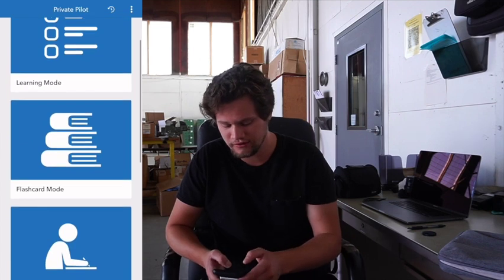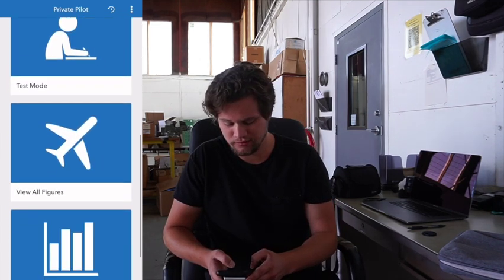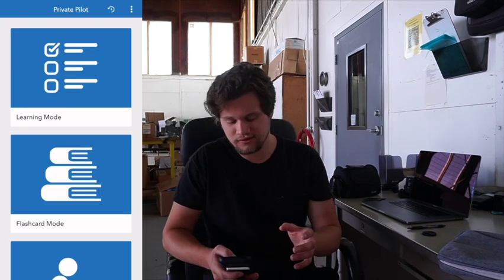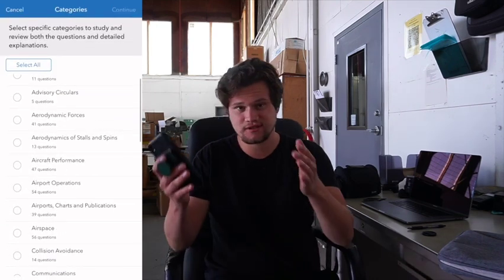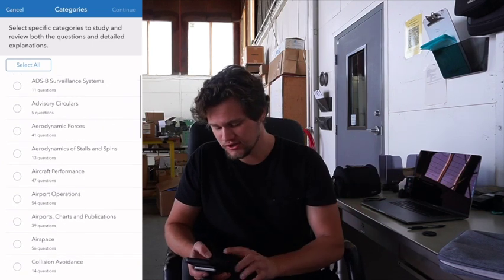You have learning mode, flashcard mode, test mode, and you can review and resume all of your previous sessions, and you can test yourself, you can quiz yourself. So let me show you a little bit about each one. Learning mode has all of the systems segregated and put into their own specific category, so you can go through each one.